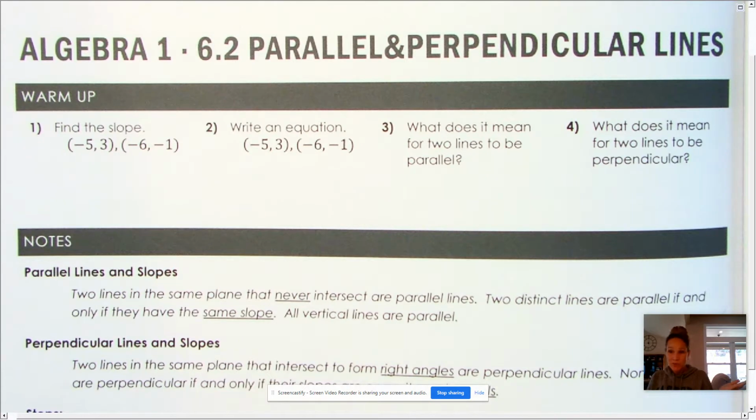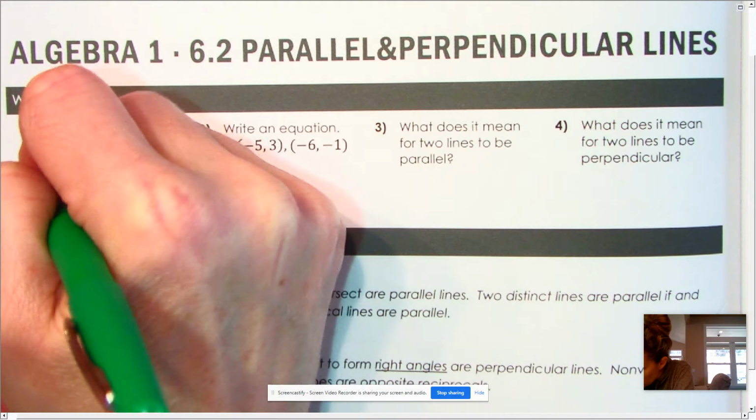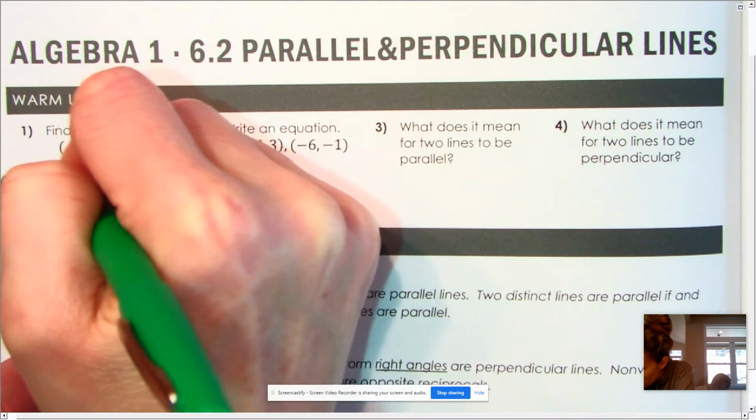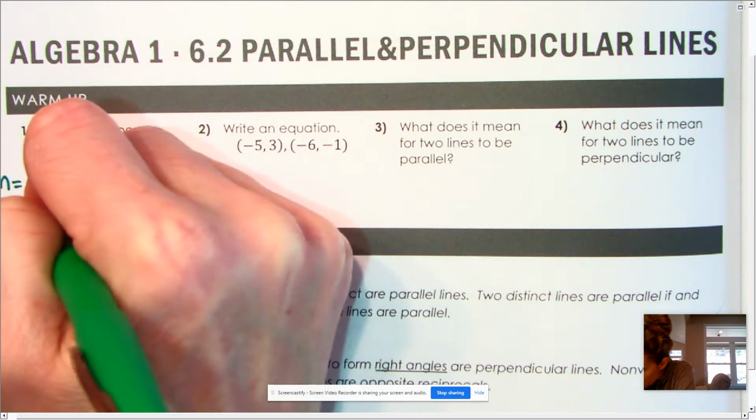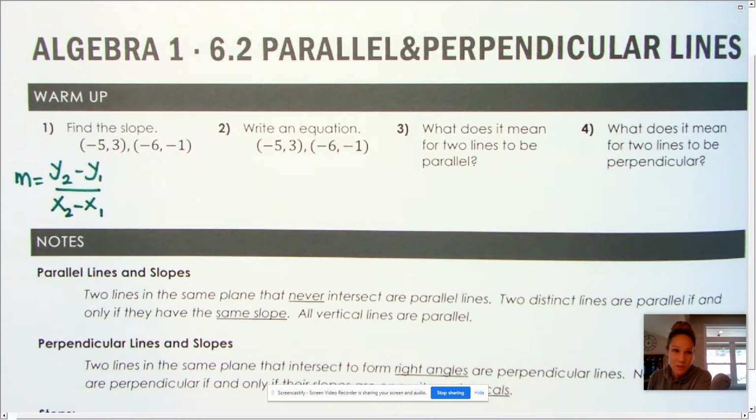And remember, we first originally learned this on a graph where we are counting how far up or down and how far over. There is a formula for it, and it looks like this. The slope is equal to y2 minus y1 over x2 minus x1. Now it looks kind of confusing, but here's what it means.